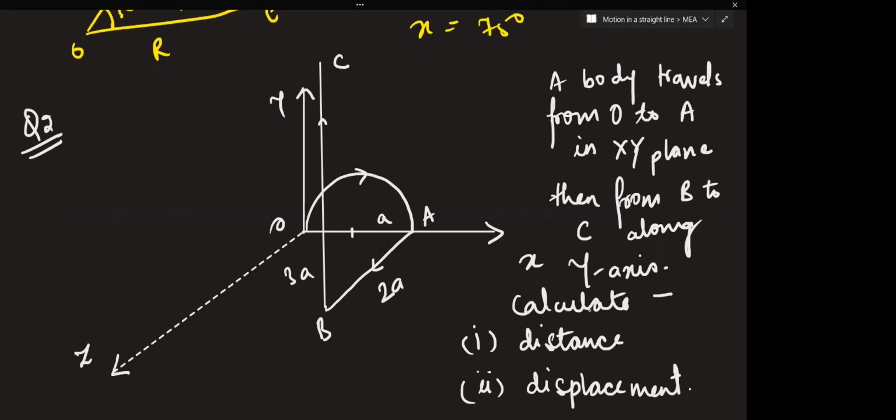Ma'am, what does the small a represent? Small a represents the length. This shows the radius of this semicircle. 2a is this length, 3a is this length, BC is equal to, let's say, this. So small a is the radius of the semicircle. Yes, small a is the radius of the semicircle. Okay.